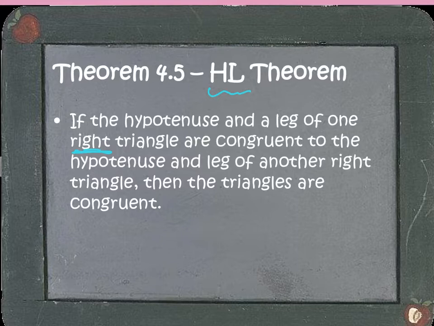If you have two right triangles and the hypotenuse of each are marked as congruent, and then one leg of each is marked as congruent, then those triangles are congruent, and your reason is hypotenuse leg, or HL.